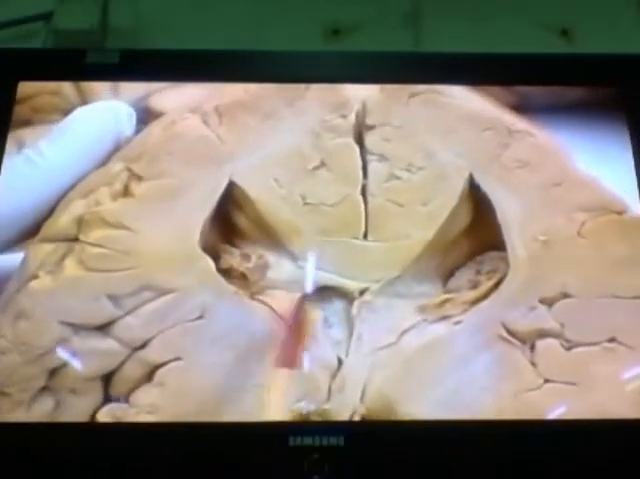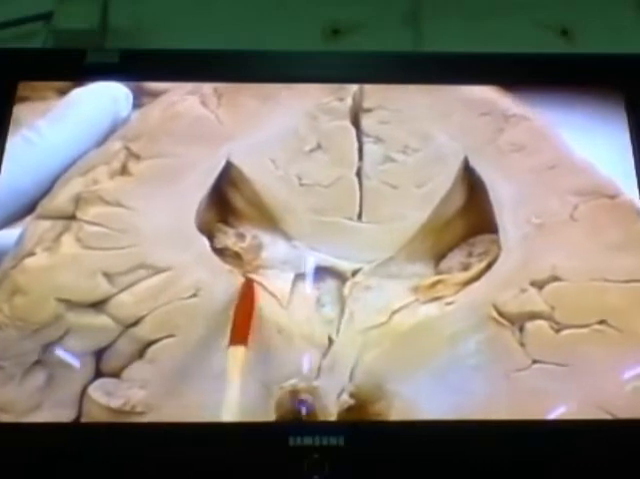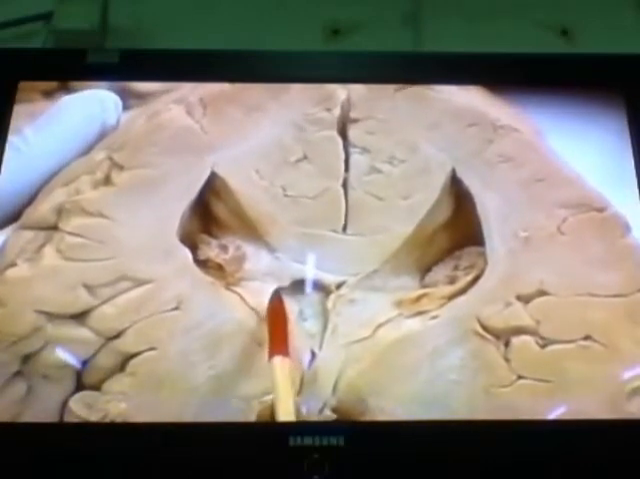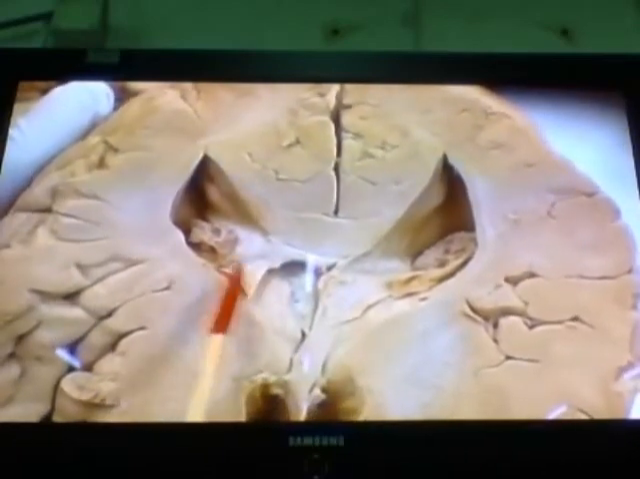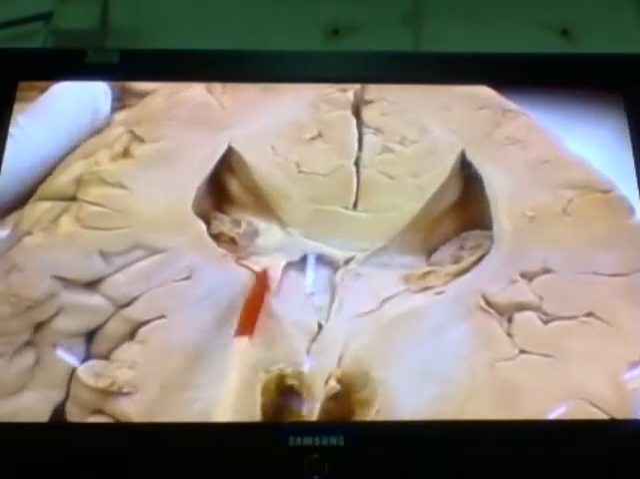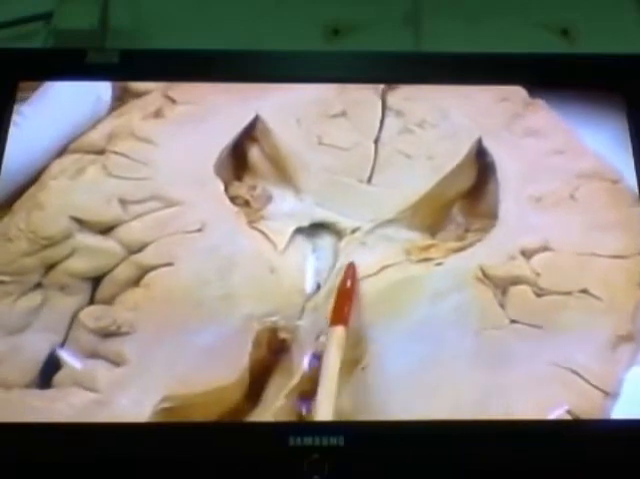Then we see these structures here. What are these flattened out structures? The crura of the fornix. That's the crura of the fornix right here on either side, and both of them will unite. That's the fornix coming forward here.